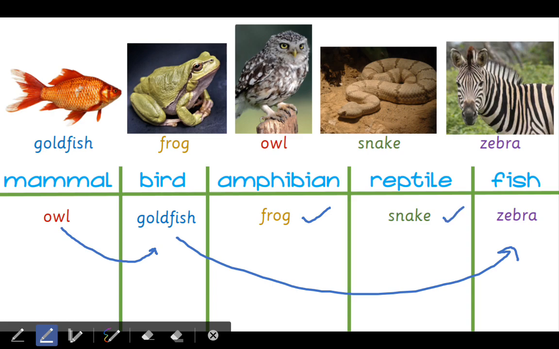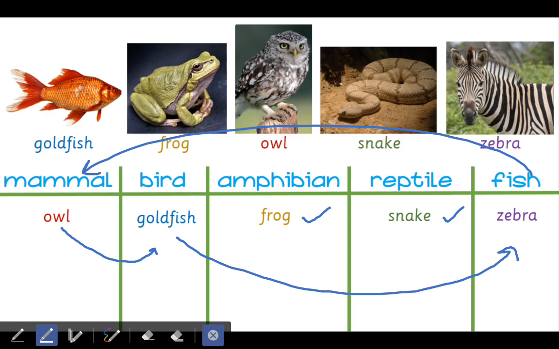Well done, children. And what about the zebra? Here. I wrote that the zebra is a fish. The zebra is a fish? Is a zebra a fish? No, really, the zebra is a mammal. Oops.